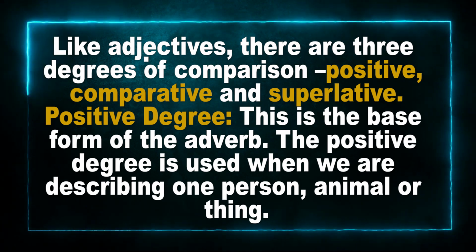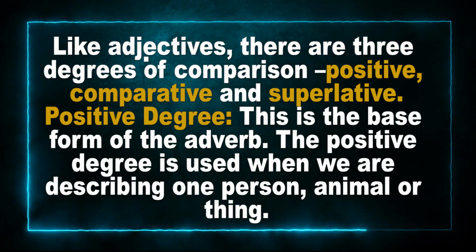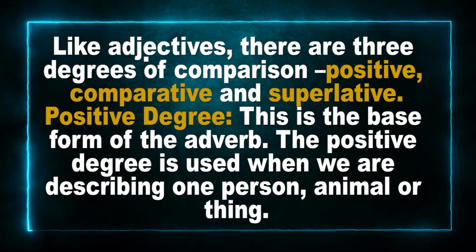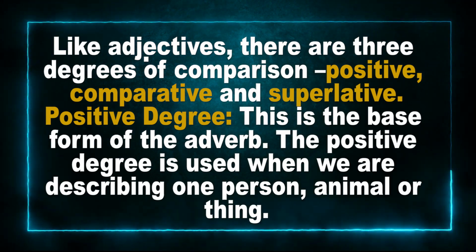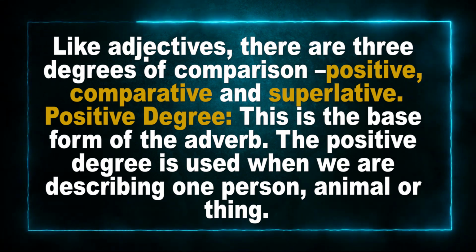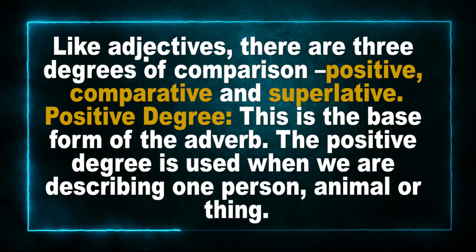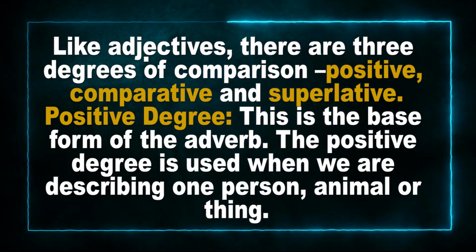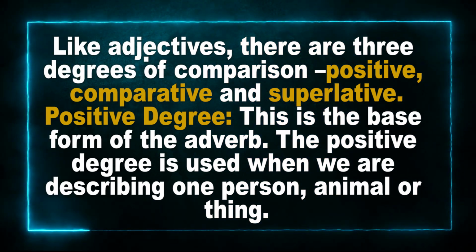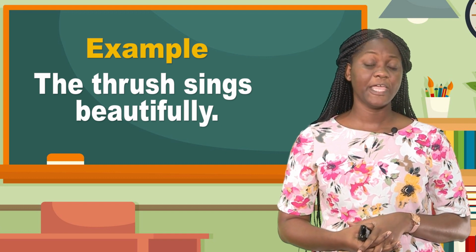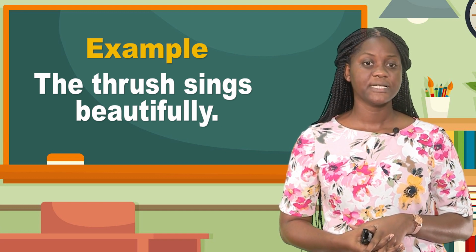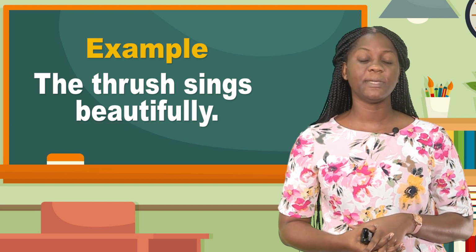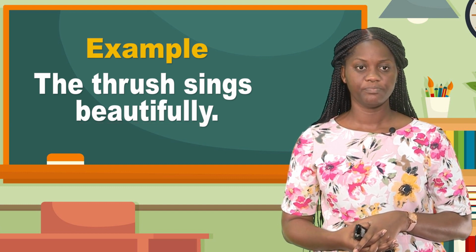Like adjectives, there are 3 degrees of comparison: positive degree, comparative degree, and the superlative degree. The positive degree is the base form of the adverb. The positive degree is used when we are referring to one person, animal, or thing. For example, if we say, the thrush sings beautifully, beautifully is the adverb in its positive degree.